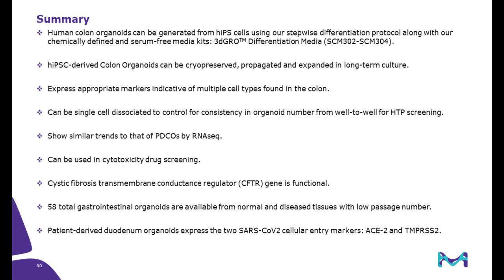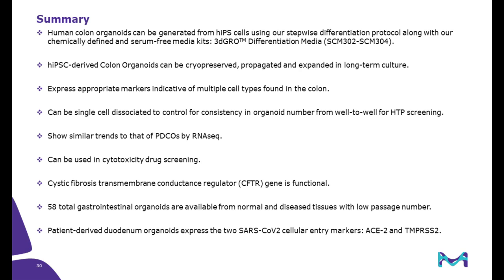In summary, human colon organoids can be generated from human iPS cells using our stepwise differentiation protocol, along with our chemically defined serum-free media kit. Our iPS-derived colon organoids can be cryopreserved, propagated, and expanded in long-term culture. They express appropriate markers indicative of multiple cell types found in the colon. They can be single-cell dissociated to control for consistency in organoid numbers from well to well for high-throughput screening.